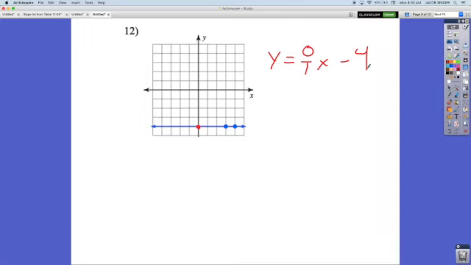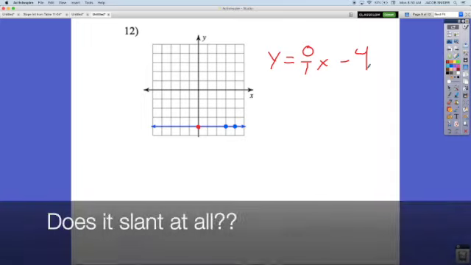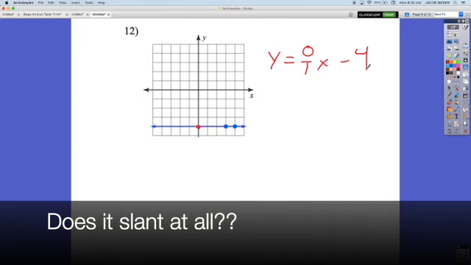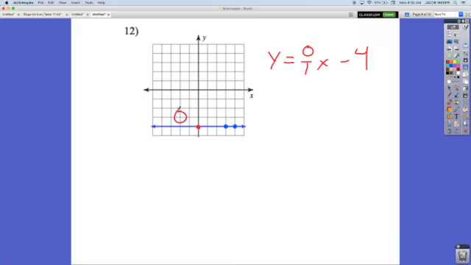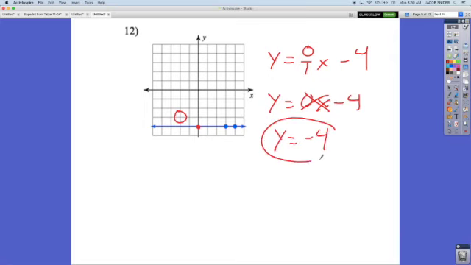But we talked about this way back when we talked about slope. What's the slope of this line? Is there any slant or is it flat ground? If it's flat ground, our slope is 0, which makes sense because 0 times x is just going to be 0. But when we go to write it, we really get rid of this altogether, and it's just y equals -4. If it's straight across, if it has no slope, it only has the y.